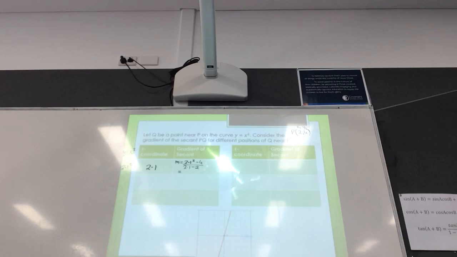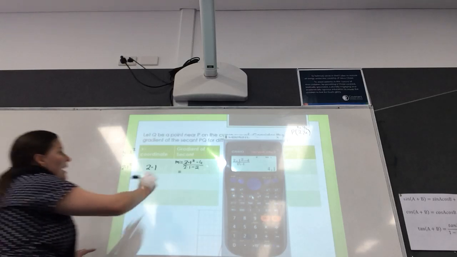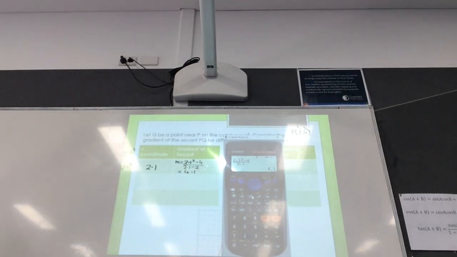let's have a look at what we come up with. You can see that I'm looking really close to the point now. I'm only 0.1 away with my h. I'm just going to type that as 0.1. So my gradient, it says, is 4.1. But do you know what?